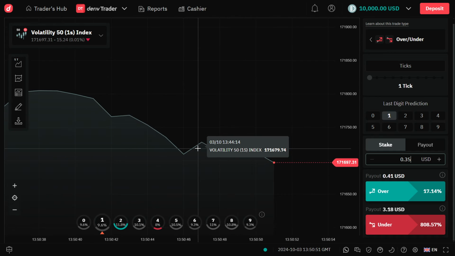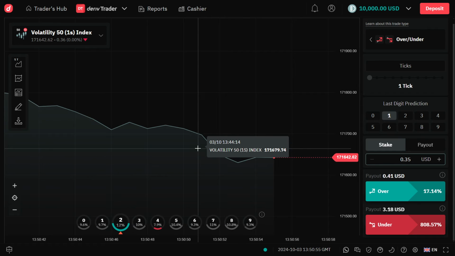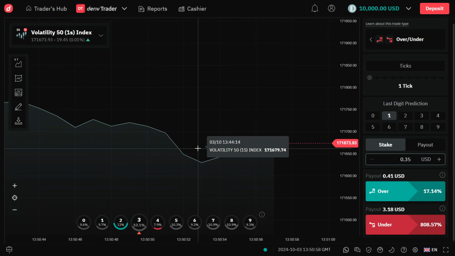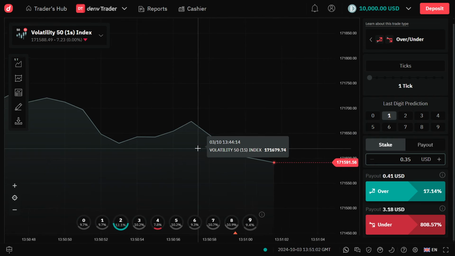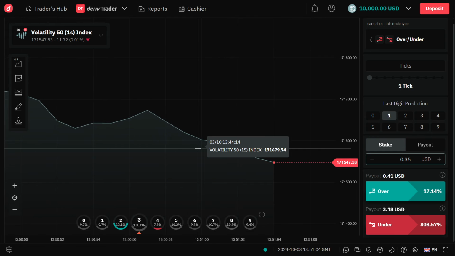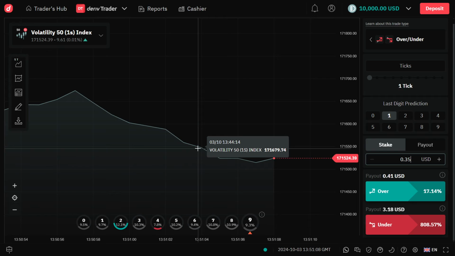Now, all the numbers from 5 going up should be above 10%. Just ensure they're all above 10. Not even 10.5, no, ensure they're all above 10. And ensure all the percentages of all the numbers from 5 going downwards are below 10. Because we want to avoid the market shifting to the underside.